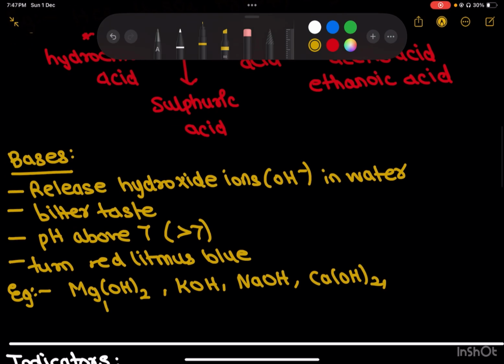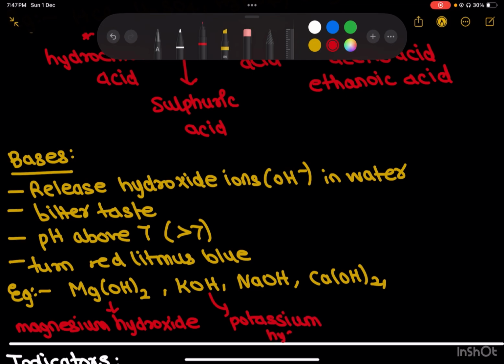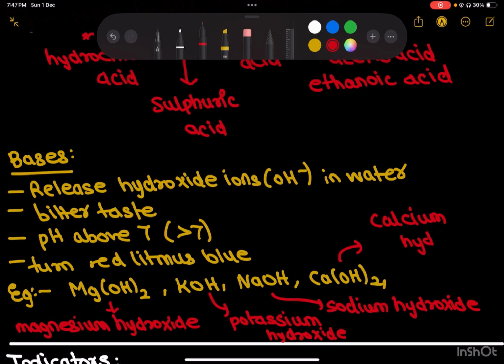So I'll write down the names. This is magnesium hydroxide. This is potassium hydroxide. This is sodium hydroxide, correct? NaOH. This is one of the strongest bases. And Ca(OH)2 is calcium hydroxide. So these are some examples of bases.